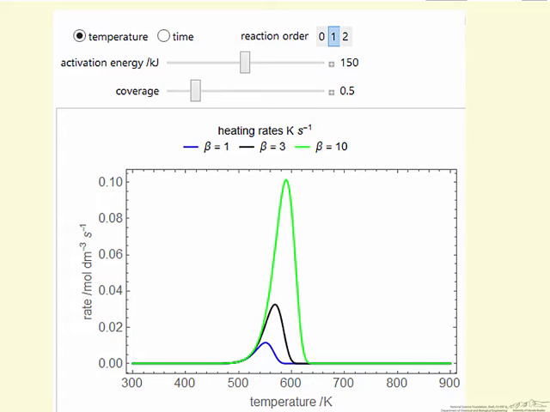So the idea is this is a technique that's used extensively in characterizing catalysts and studying adsorption behavior, and it helps to understand the kind of information we can get out of it.